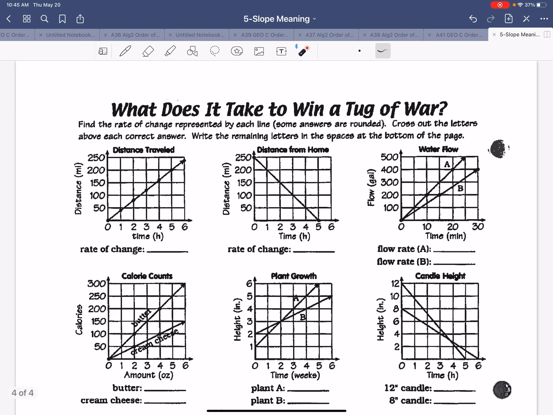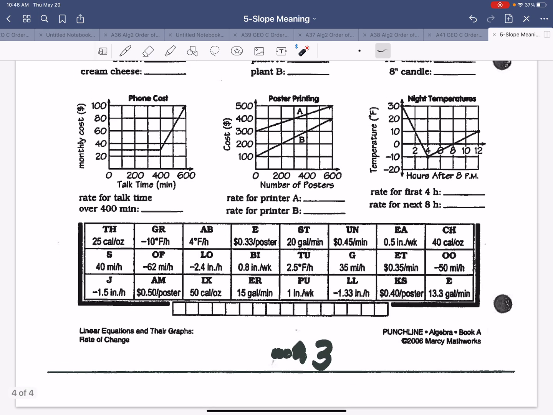So find the rate of change for each of these lines, also known as the slope. Cross out the letters above each correct answer. So if you get whatever you get for this problem right here, you're going to cross off the letter down here at the bottom. So if that's one of your answers, we're going to cross that off.